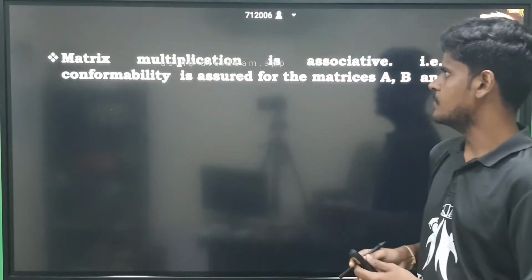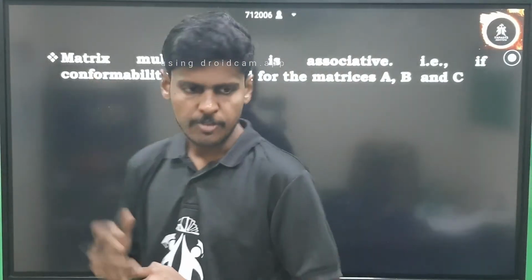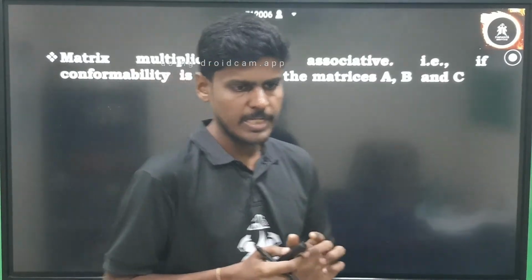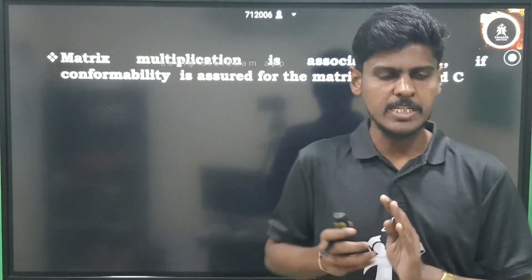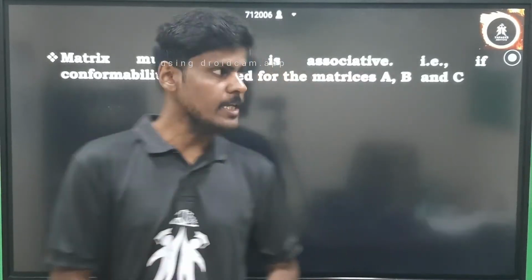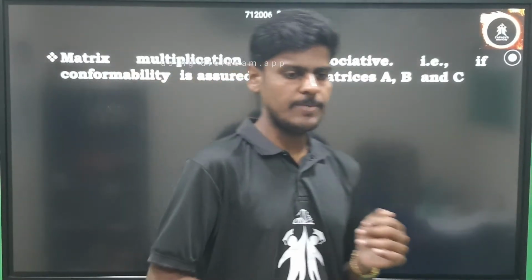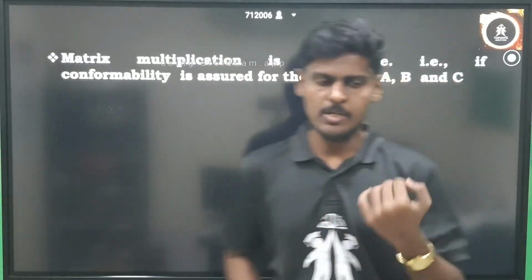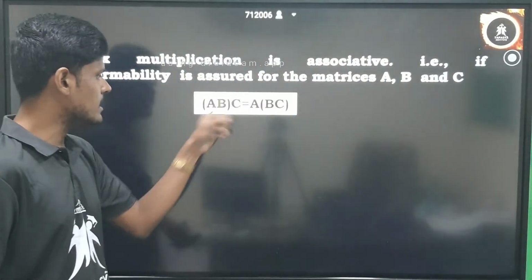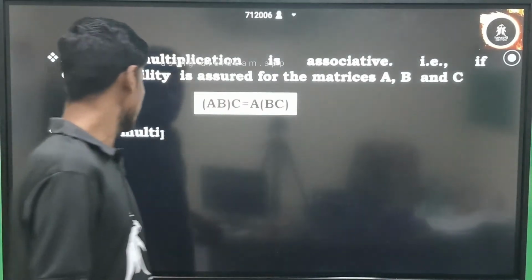Now what is a matrix multiplication? Just before what we discussed, AB is not equal to BA means matrix multiplication is not commutative. That is the first property. Second property, matrix multiplication is associative. What is associative property? A into BC equal to AB into C. A into BC equal to AB into C. This is the associative property.